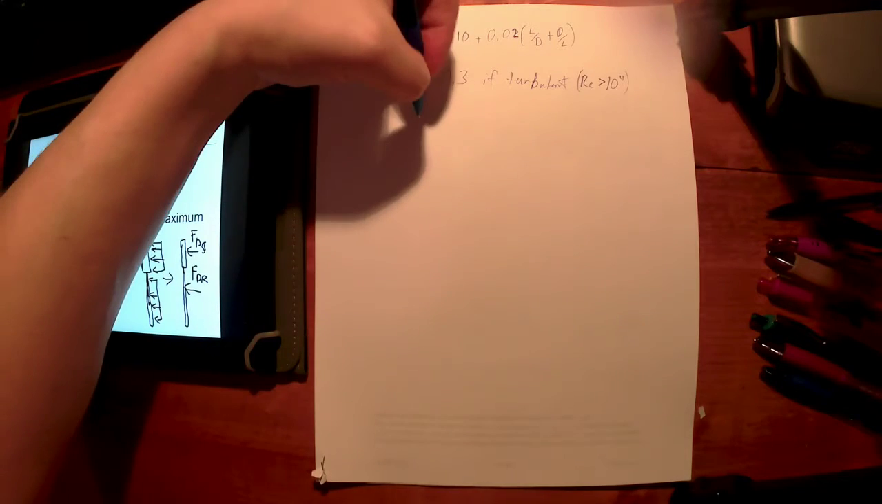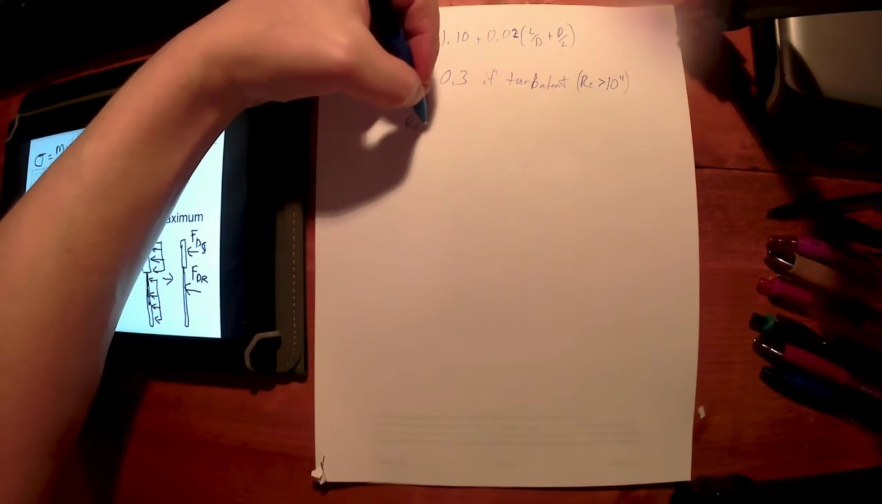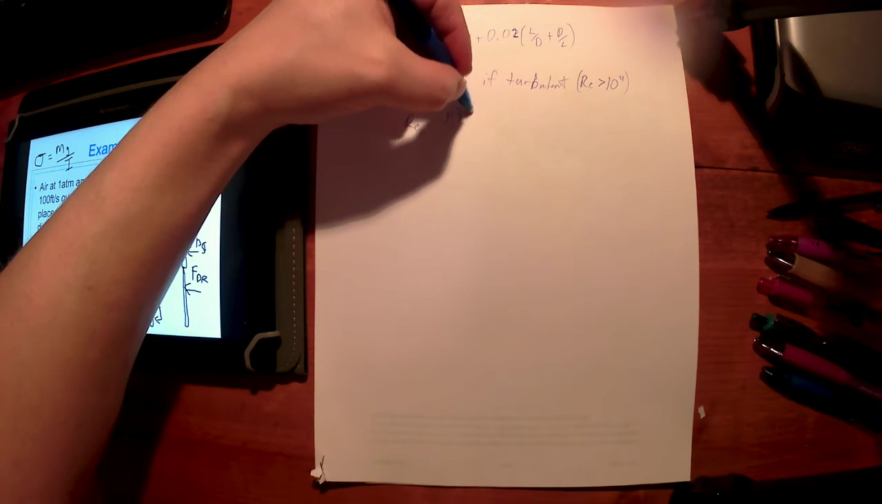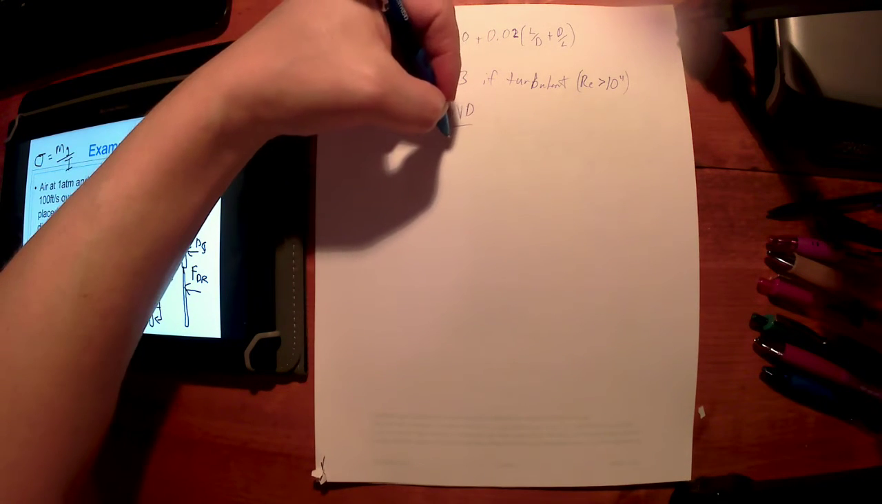Let's just make sure. So let's look at the Reynolds number for the sign. Right, they're both going to be rho v and a characteristic length divided by mu.